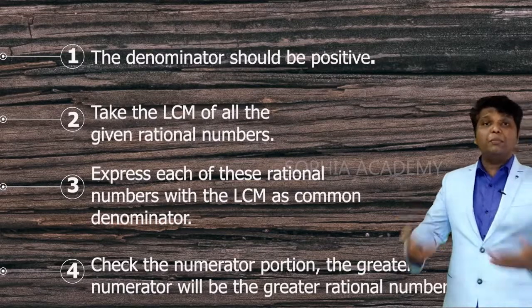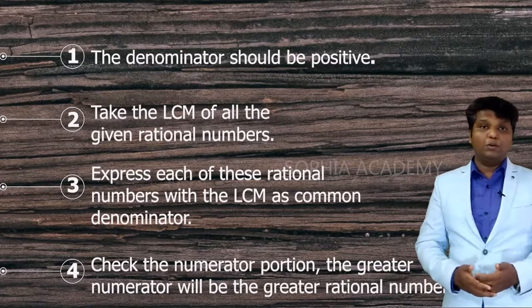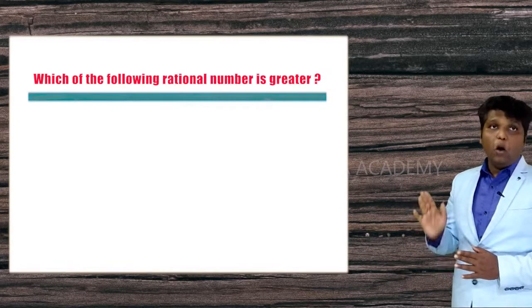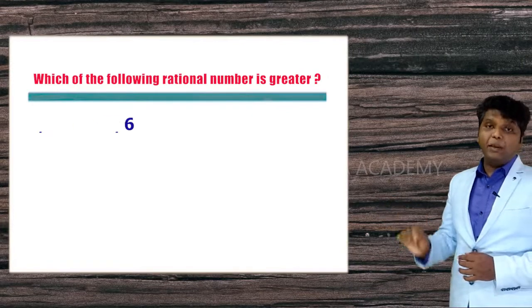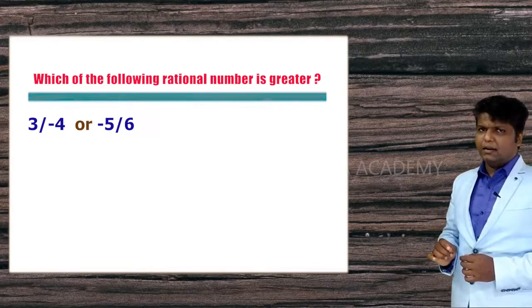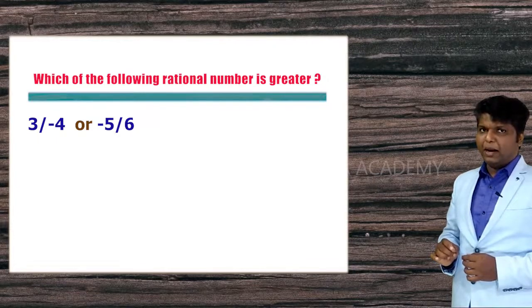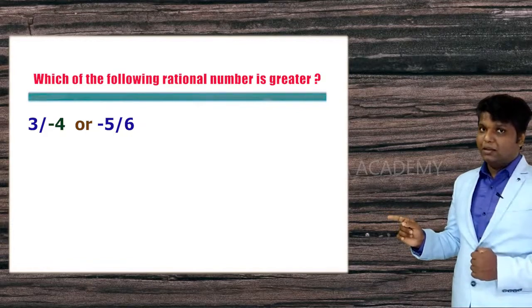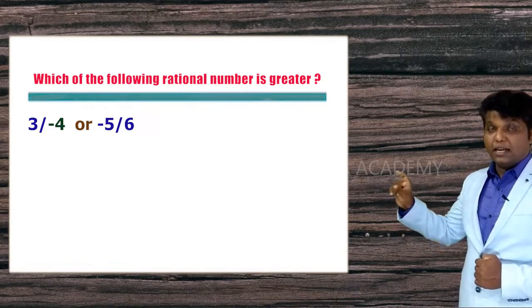Now let us do some examples and you will find out how to do it. Here is one example before you. Which of these rational numbers is greater, 3 by minus 4 or minus 5 by 6? 3 by minus 4, is it in the standard way? You can see a negative number in the denominator. There should not be a negative number in the denominator. That was the first thing which I told.